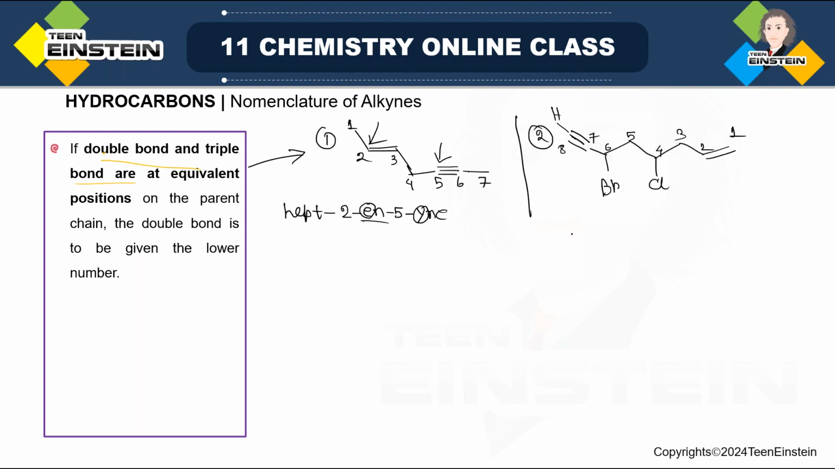Total 8 carbon. And is there any substituent? Yes, we have substituents bromo and chloro. So you will start with bromo alphabetically. 6-bromo. 1, 2, 3, 4. 5-chloro. 4-chloro. Then oct, 1-ene and 7-yne.